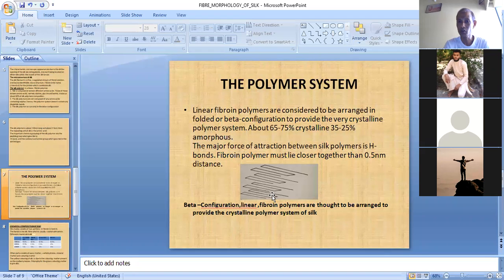Because it is beta configuration, it provides us a very crystalline polymer system, about 65 to 75% crystalline and respectively 35 to 25% amorphous. So it is considered a highly crystalline fiber. The major force of attraction between silk polymers is hydrogen bonds. Fibroin polymers must lie closer together than 0.5 nanometer distance. Only then will hydrogen bonds form.